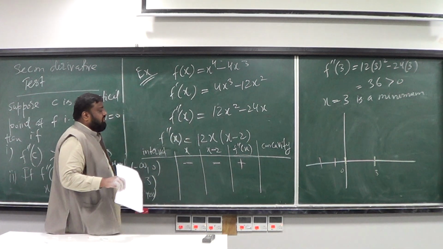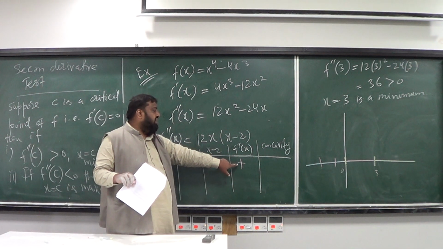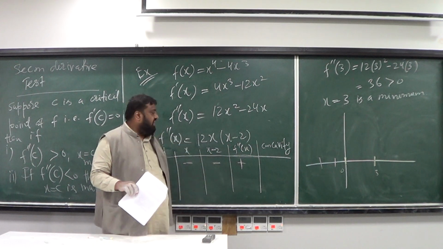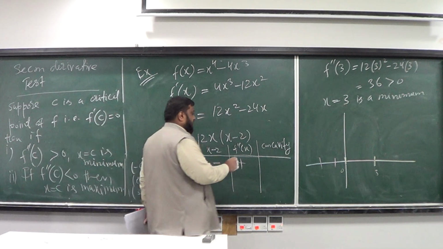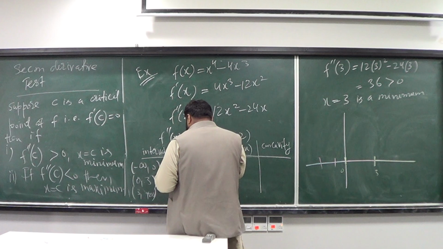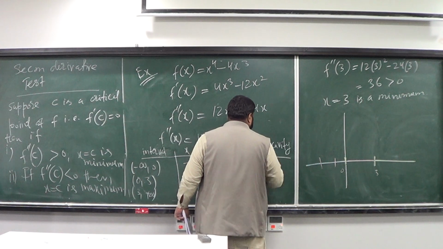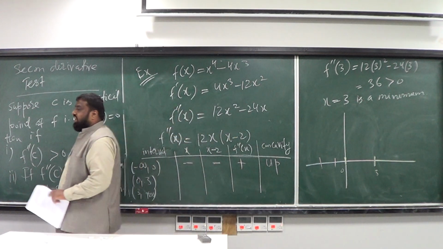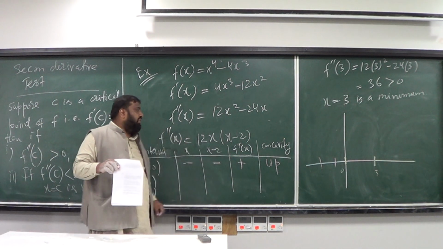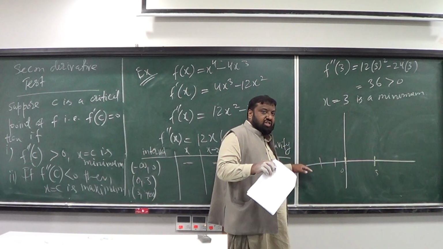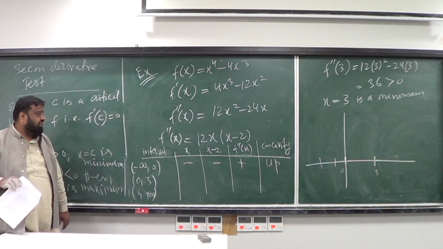Now tell me, what is the meaning of having a positive sign of f double prime of x in this interval? You're going to say the curve is concave up. Why? Because the sign of f double prime of x in this entire interval is positive, no matter what value you take. How about in this interval 0 to 3?